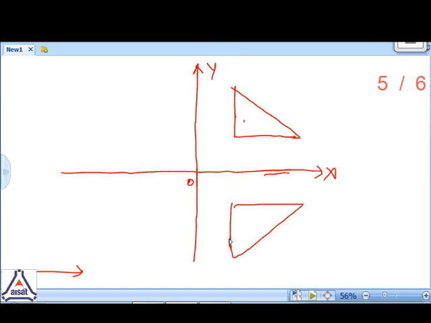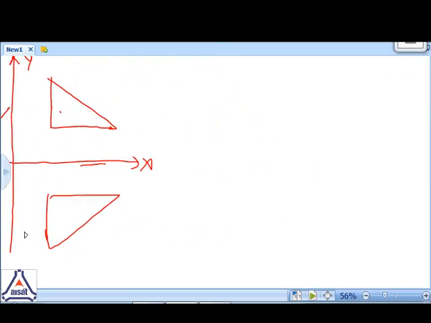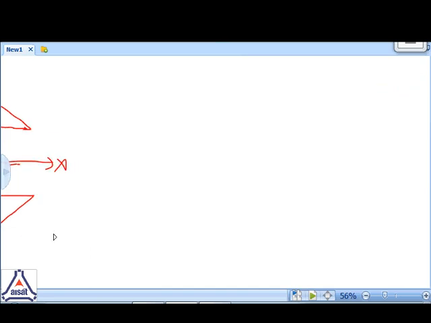Then reflection about y-axis, it will be like this. That means we are putting a mirror here. Then reflection about origin, or reflection about both x and y-axis, it will be like this. So, there are three types of reflection: reflection about x-axis, reflection about y-axis, and reflection about origin. This is the pictorial representation, then we are going through the matrix formation of this method. First one, reflection about x-axis.